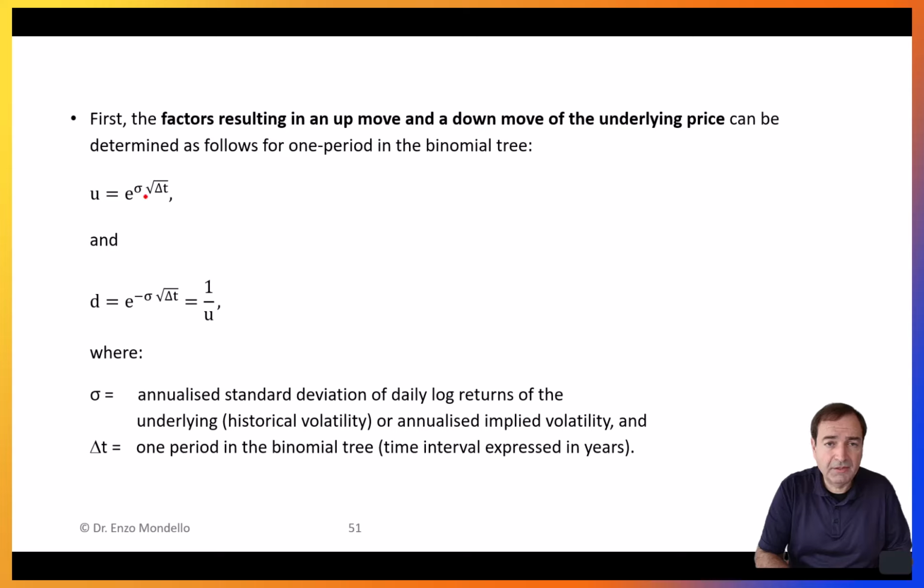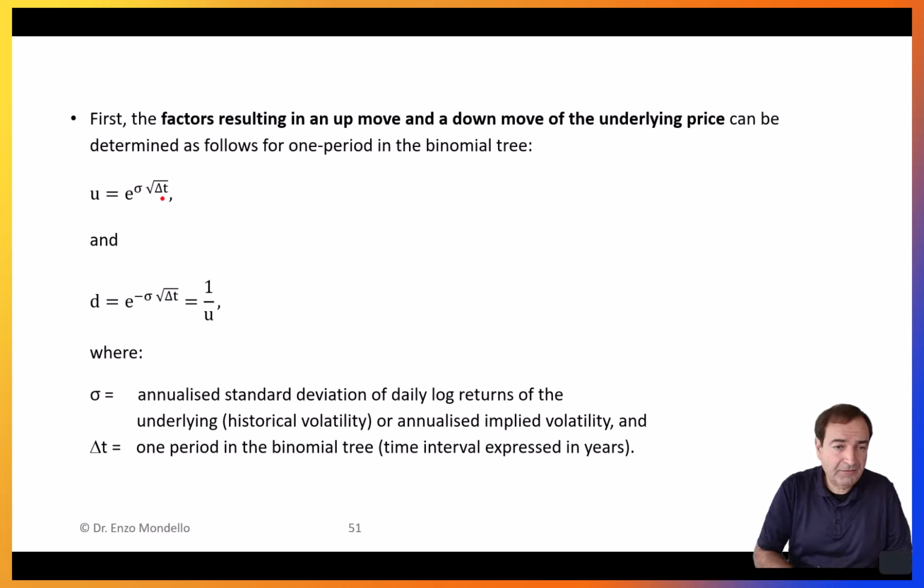The annualized volatility is multiplied by the square root of one period in the binomial model. Multiplying the volatility by the square root of one period in the binomial model assumes that the stock returns are not correlated with each other. That means we assume an autocorrelation of the stock returns of 0.